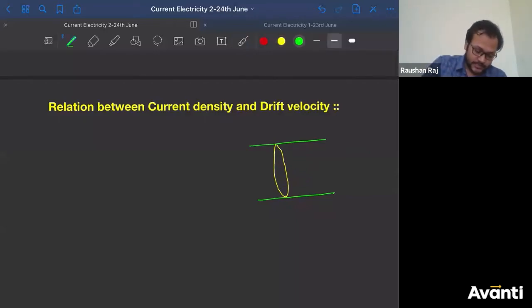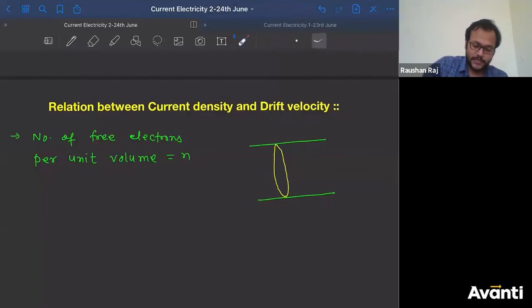Imagine or consider the number of free electrons. This will be given to you. Number of free electrons per unit volume is, let us say, small n. This value is known to you. Depending on the material, this value will change. So consider for this conductor, for this material, as we are talking about, this n value is given to you. The drift velocity is Vd, that is also known to you.